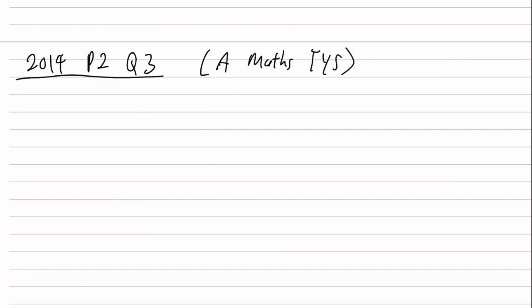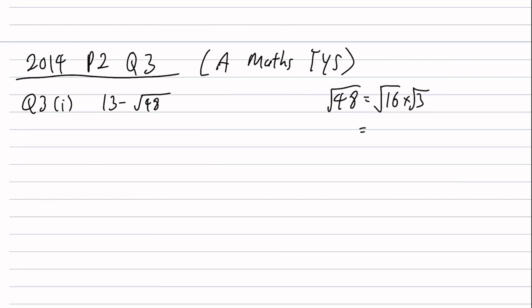Okay, now this is 2014 paper 2 question 3. Okay, let's try this question. So question 3, part 1. We have the area of a quadrilateral is 13 minus square root 48. Straight away, I see 48. I will want to rewrite it as 16 times 3. So square root 16, square root 3. When I take the square root of 48, it gives me 4 root 3.